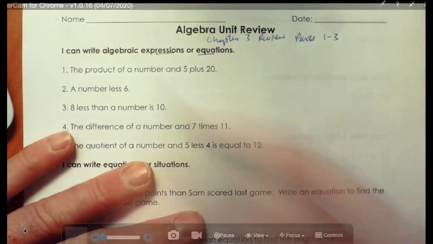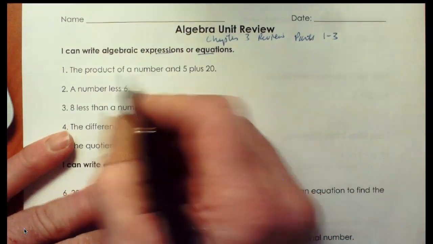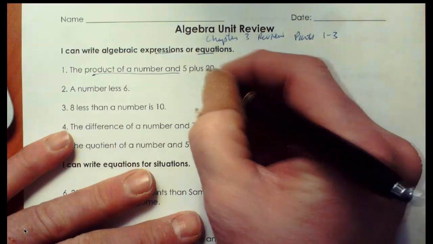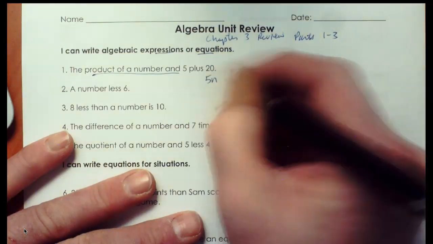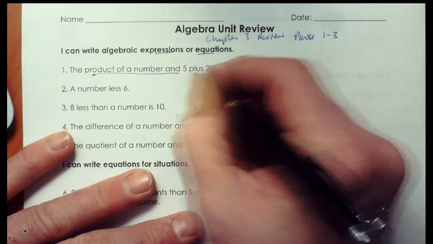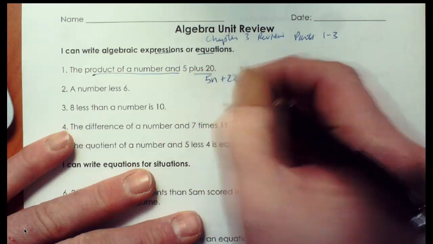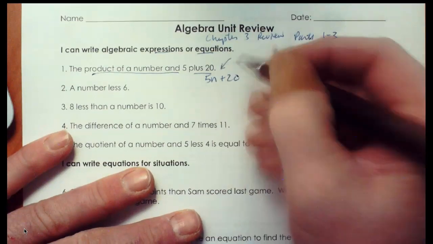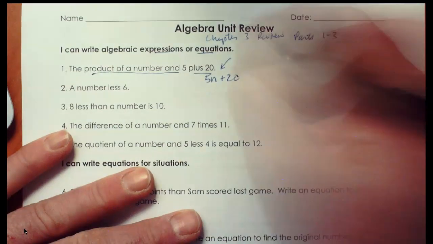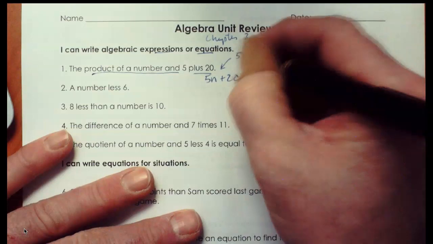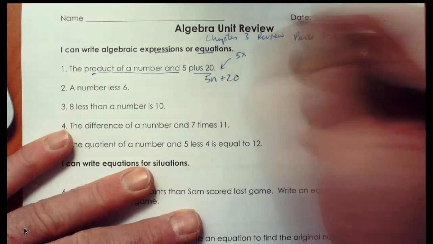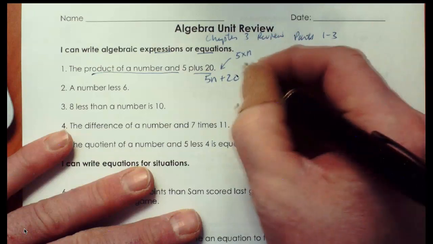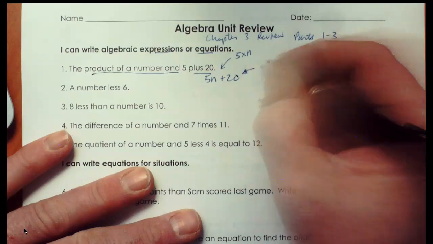So we really got a couple of things here. The product of a number and 5. That's multiplication, so that would be 5 times a number. And then plus 20 would be here, increased by 20 or plus 20. Remember, on the test, you're going to have to label these things, and you can use the words right from the test. So I might show this as 5n, 5 times the number n, and this here, you can write increased by 20.